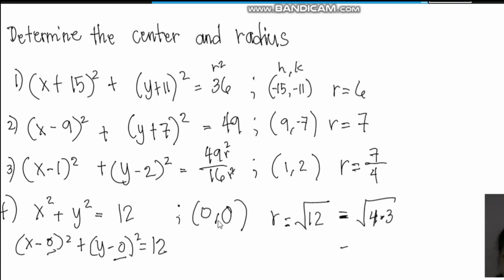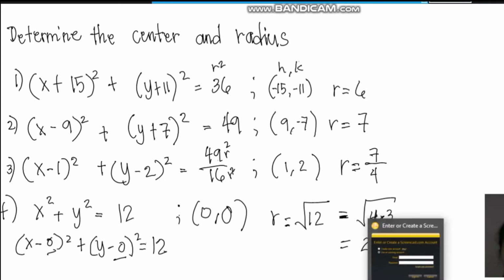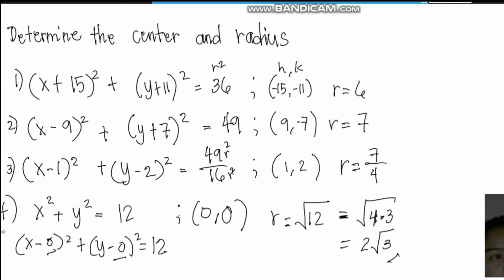And then, pwede na natin ilabas si 4 since perfect square siya. The square root of 4 is 2. So, 2, and then matitira na lang sa loob ng square root is si 3. So, the answer is 2 square root of 3. Again, sa number 4, the center is 0, 0, and then the radius is 2 square root of 3. So, ganyan lang sa pagdetermine ng center and radius given the standard equation.